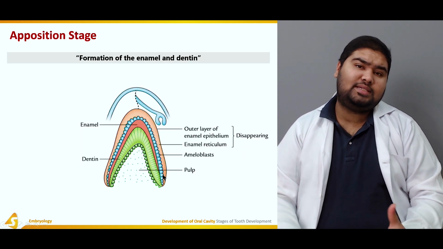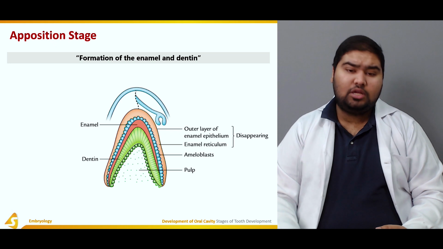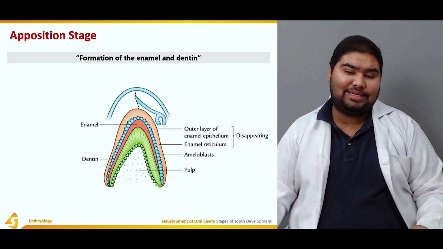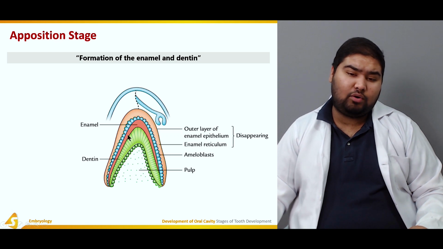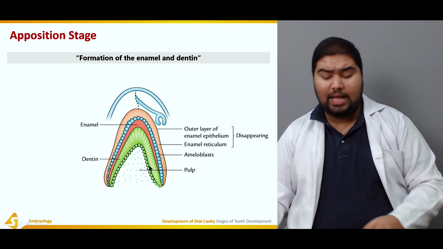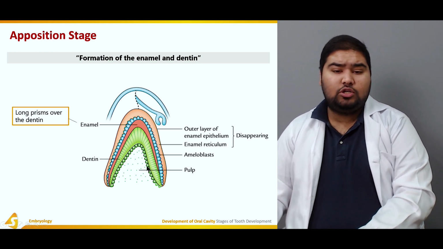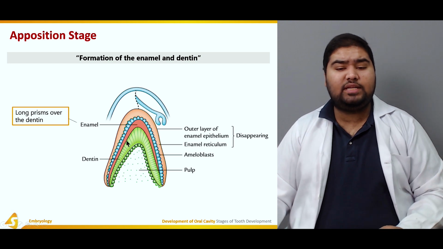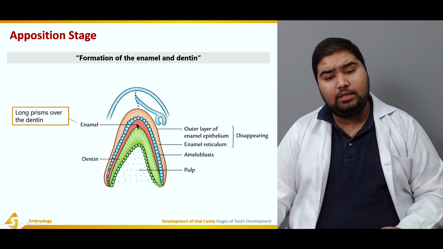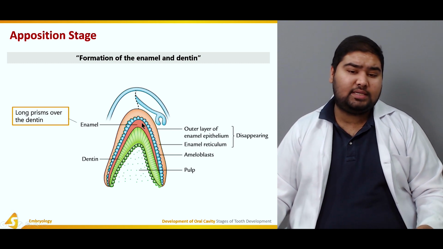The apposition stage is the last stage. In this stage there is formation of enamel and dentin. This is enamel in orange and this is dentin in green. These two layers are formed in the apposition stage. There is a long presence of dentin over the enamel.